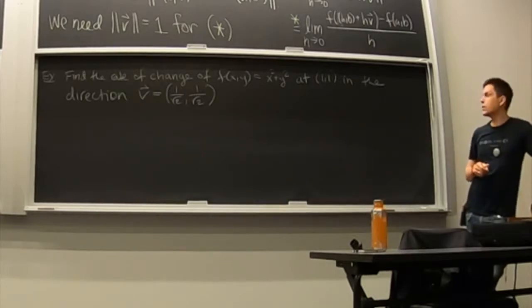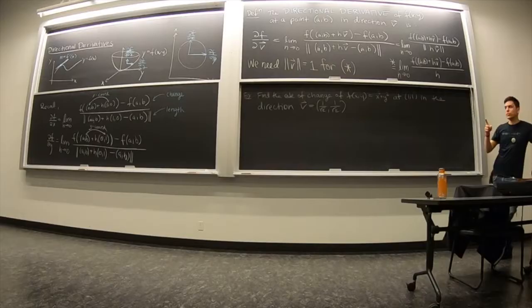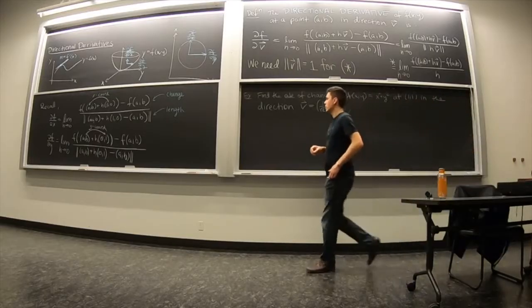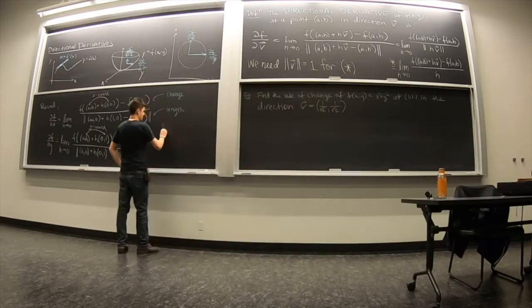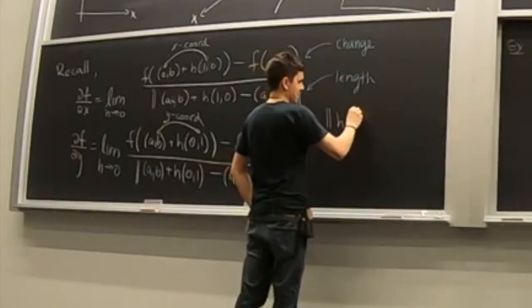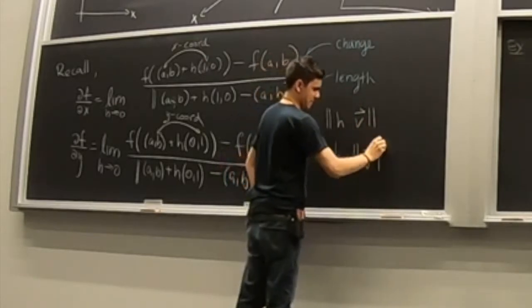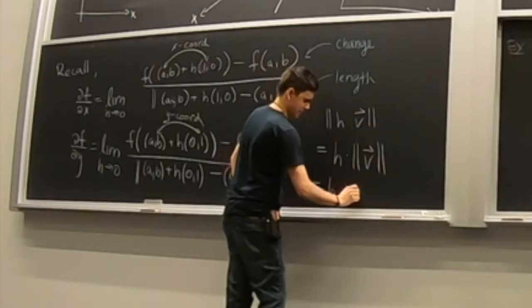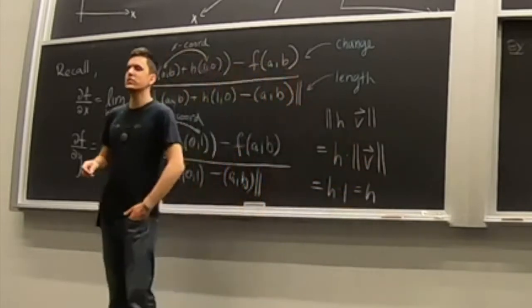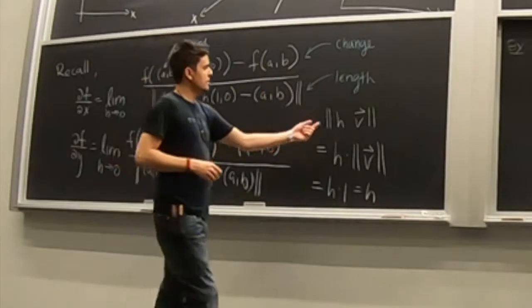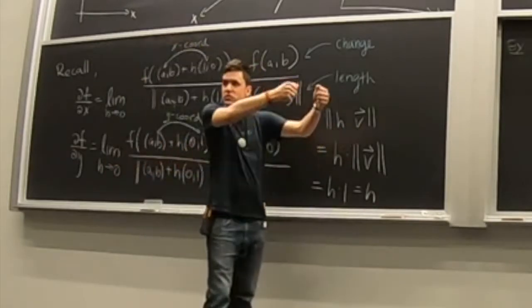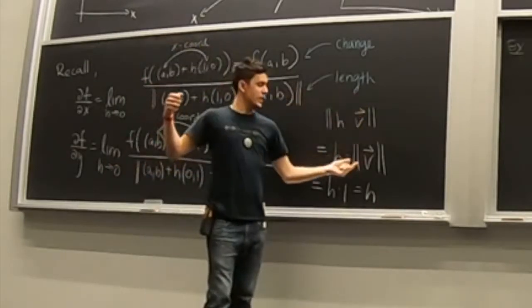How do we get the v to cancel out? The length splits up over products. This is the property of scaling. If we take a vector v and stretch it by h, then the length will multiply like that.